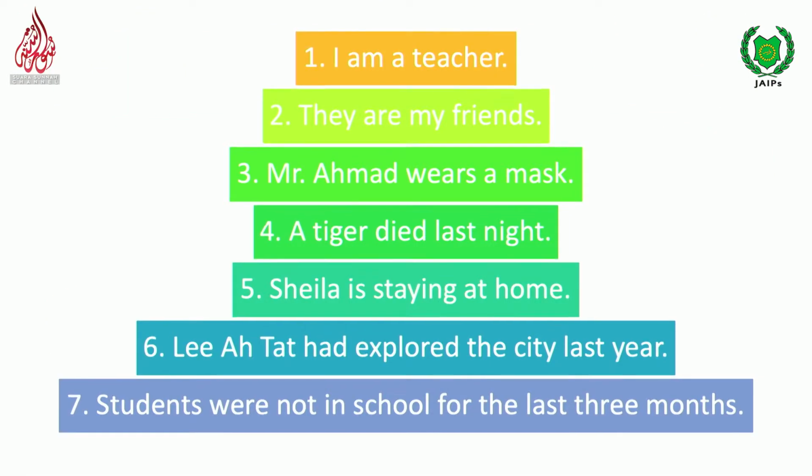Now you can see on the screen, there are 7 sentences. So let us go one by one. Number 1, I am a teacher. Number 2, they are my friends. Number 3, Mr. Ahmad wears a mask. Number 4, a tiger died last night. Number 5, Sheila is staying at home. Number 6, Lee Ahtat had explored the city last year. And number 7, students were not in school for the last 3 months.